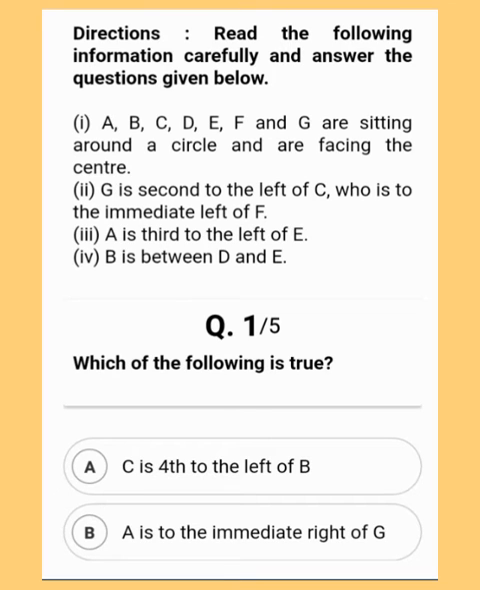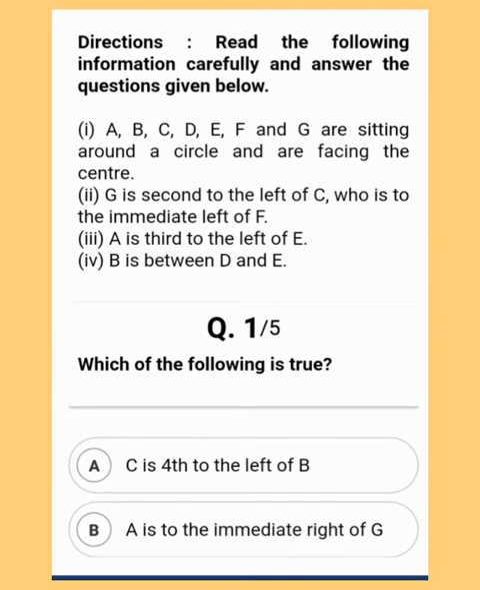It says A, B, C, D, E, F and G are sitting around a circle and are facing the center. G is second to the left of C, who is to the immediate left of F. A is third to the left of E, B is between D and E. So moving to the questions.